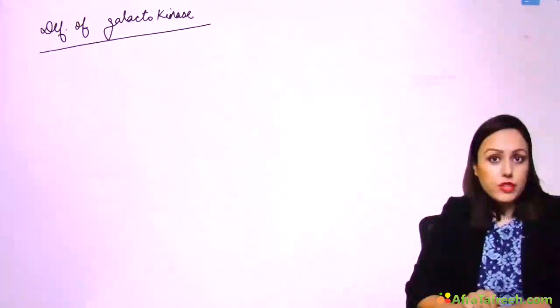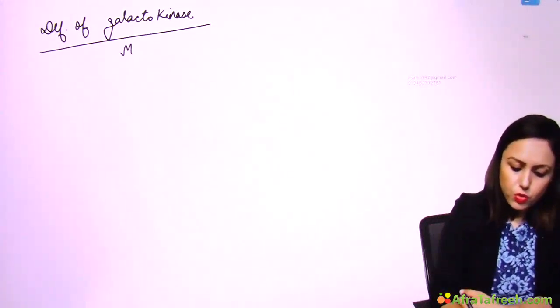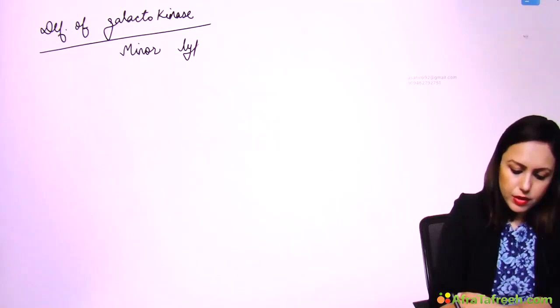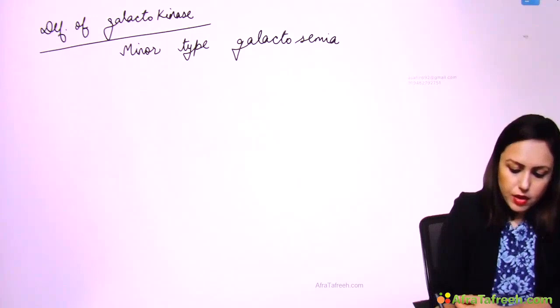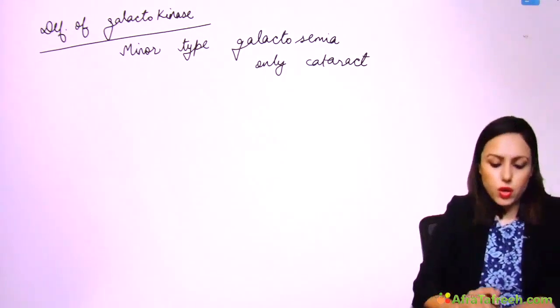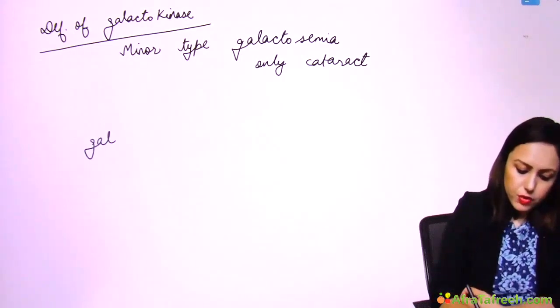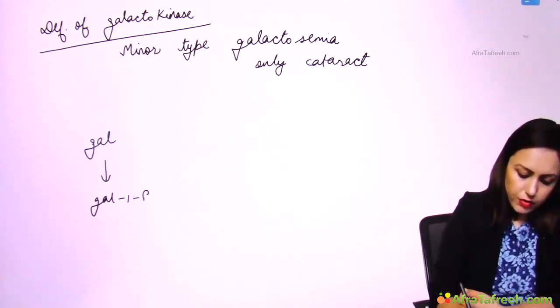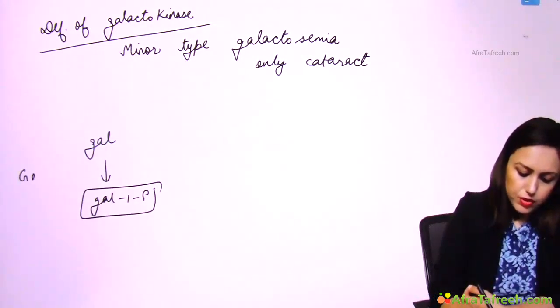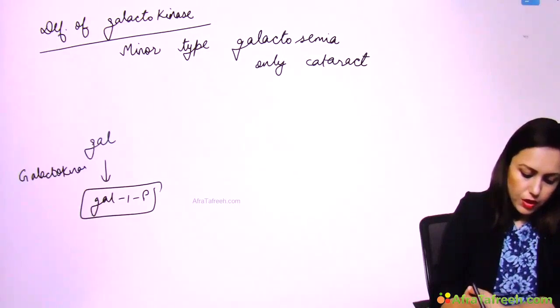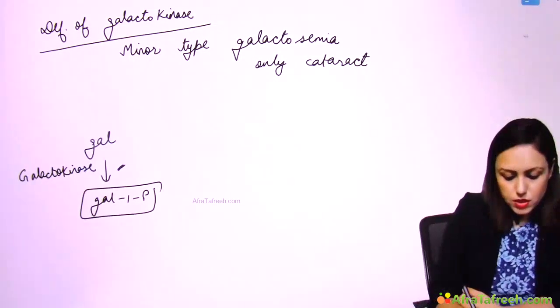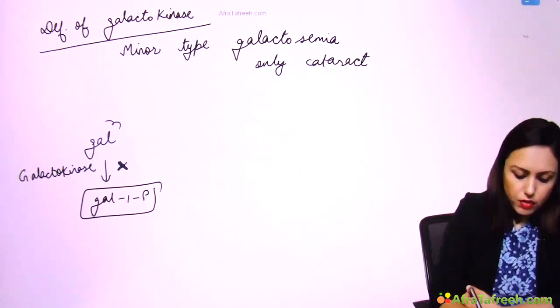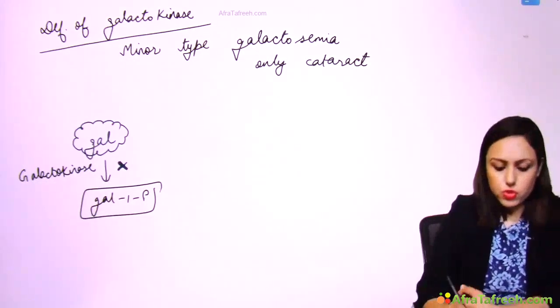Now, let's see, deficiency of galactokinase is known as minor type galactosemia, in which only cataract occurs. Let's see how. You know, galactose gets converted to galactose 1-phosphate with the help of the enzyme galactokinase, right? So when this enzyme is not working, there will be excess of galactose.